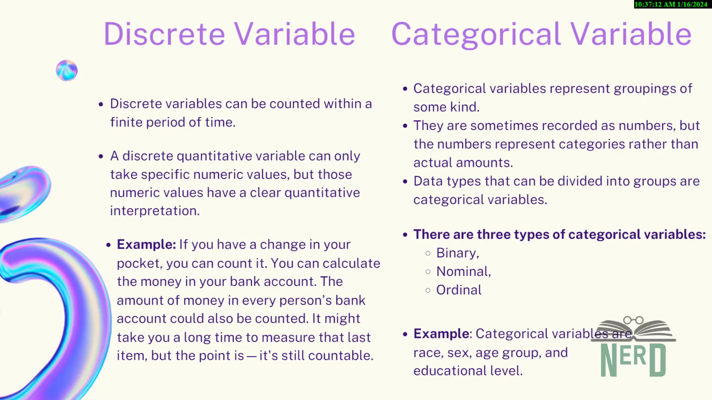Examples of categorical variables are things like race, gender, age groups, or education level. These are all ways to sort people or things into different groups or categories. I hope it is clear.